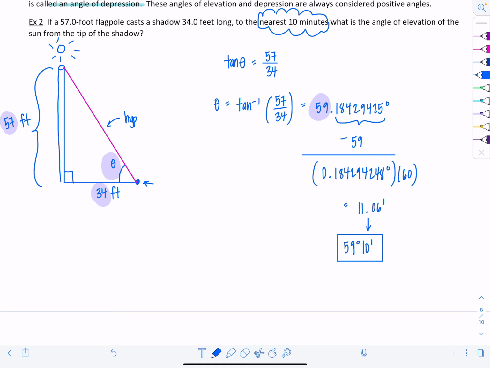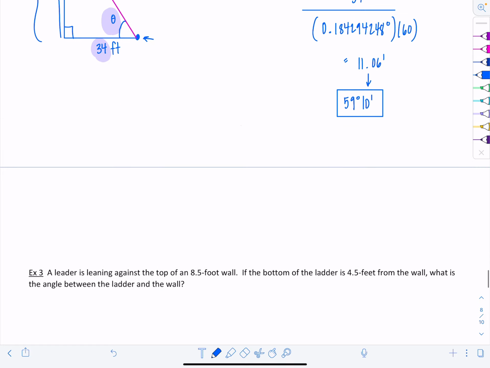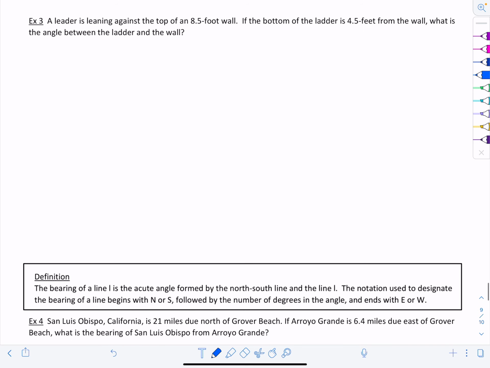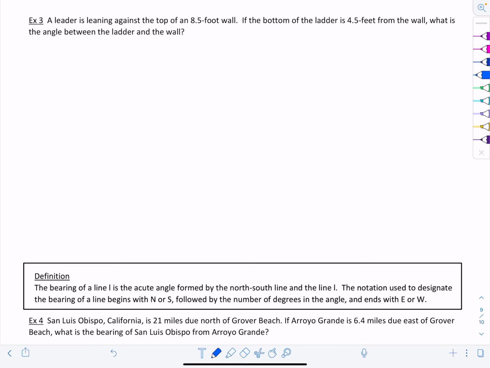All right. Very nice. Let's look at a couple more examples. We're not going to go too wild on this, don't worry. Example 3. A ladder is leaning against the top of an 8.5-foot wall. You know, that's actually standard. If the bottom of the ladder is 4.5 feet from the wall, what is the angle between the ladder and the wall?